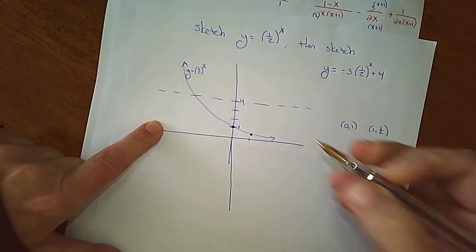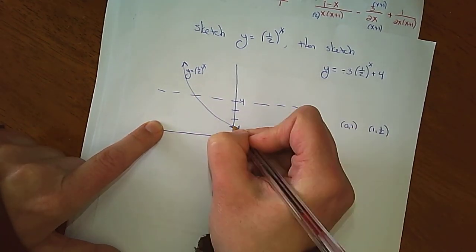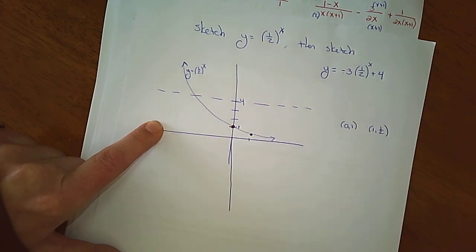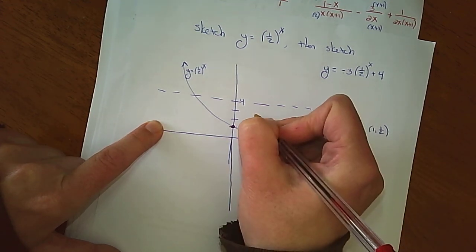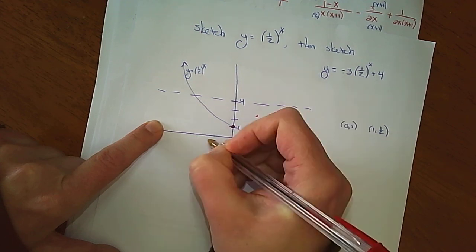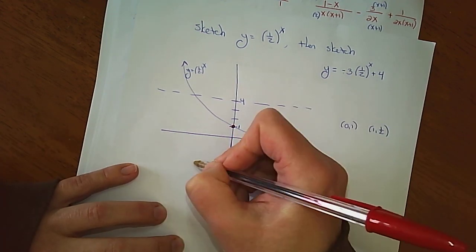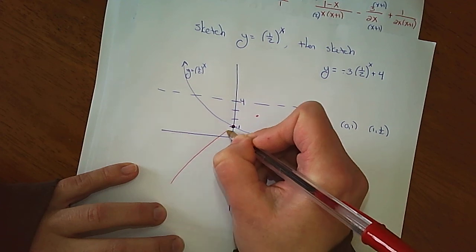Okay? We know we're still hitting the point 0, 1. But now we also know we're hitting the point 1, 2.5, which is about here. And the picture flipped over. So now the graph is going to look like this.